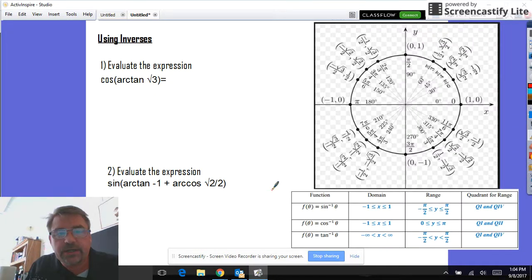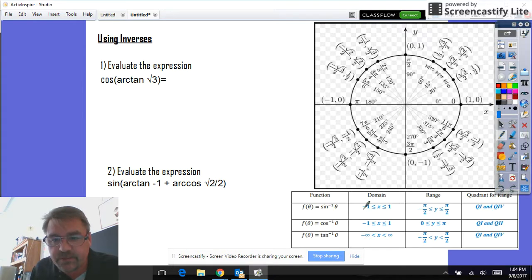Okay, so let's go ahead and take a look at using inverses. I'm going to be flipping back and forth to different charts and different screens. There's a lot to move around on these inverse problems. So let's see how that's going to work.